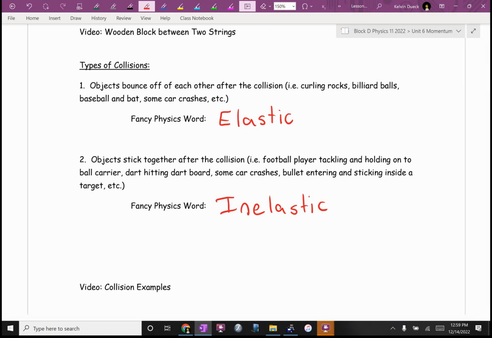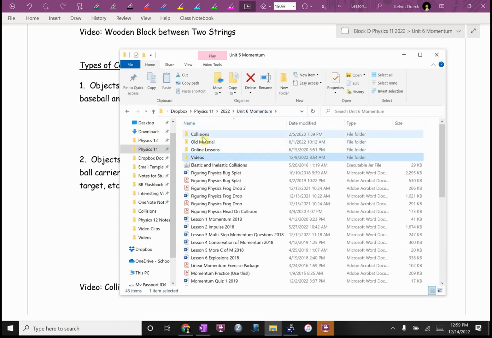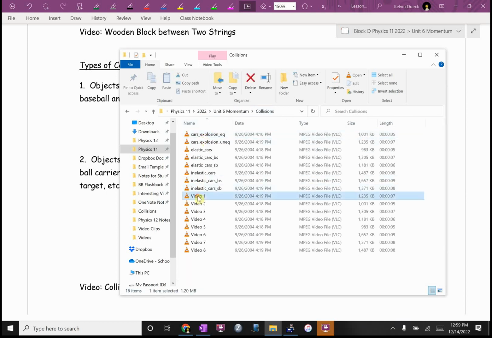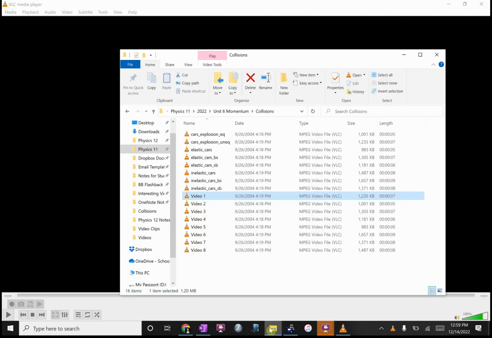In one situation, both masses are identical. In another situation, one of the masses is bigger than the other mass, and it's your job to try and figure out which one is which. So you ready? Here's the first explosion. Unequal mass. Is that same mass, or big mass, small mass? There's the first one, and I'll give you the second one to compare it to.